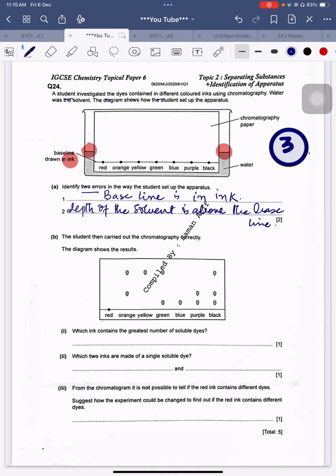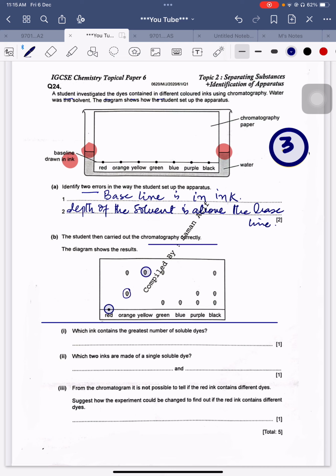Now the student can carry out the chromatography correctly, so it means that he has made the corrections. The diagram shows the results. You may look into the results now. Look here right now: red is not traveling at all. Red is not converting itself into spots, and the yellow is converting itself into a single spot.